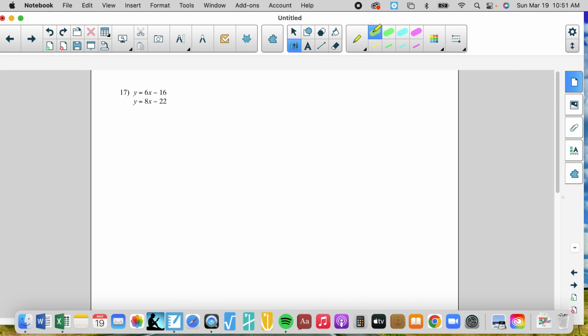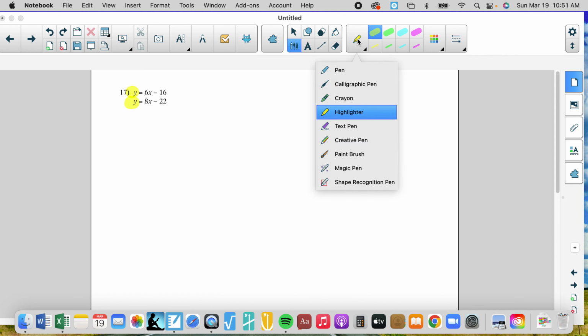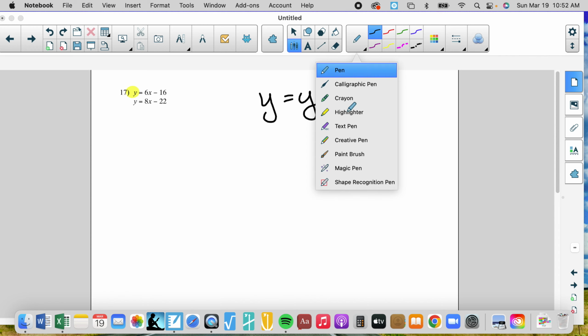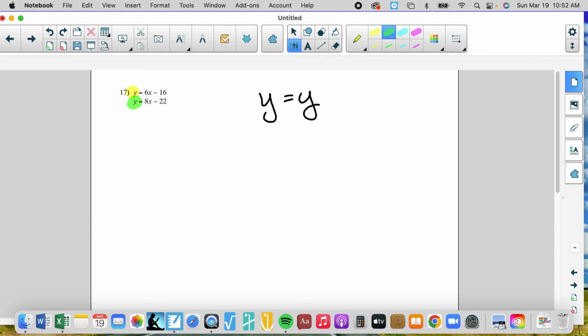So we notice that both of our equations are solved for y. So we can make the assumption that y equals y. Well, let's use two different colors there so we know which one we're dealing with. So y equals y. We know that. So we can set them equal to each other.